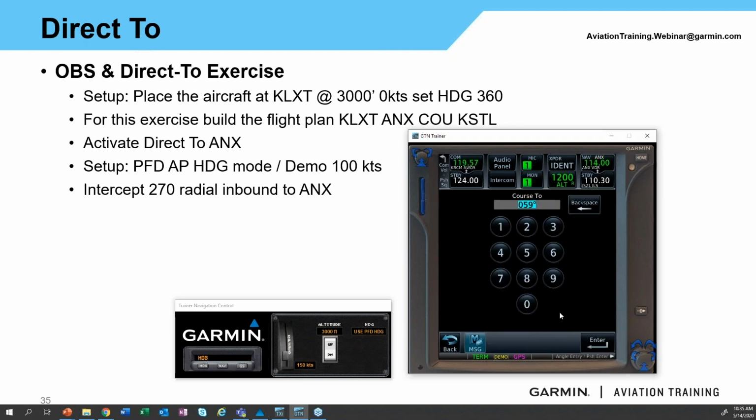So I touch the course, and what I want to draw your attention to is this says course. It does not say radial. So I need to do the reciprocal. So reciprocal of 270, pretty easy for us, just 090. So got the 090 and press the enter.